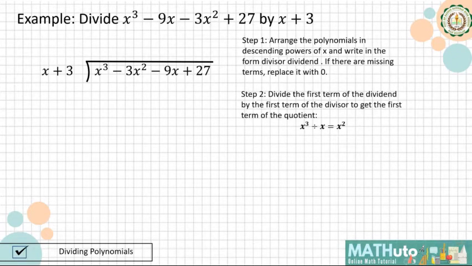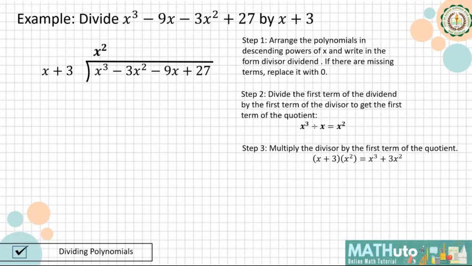Step 2. Divide the first term of the dividend by the first term of the divisor to get the first term of the quotient. So the first term of the dividend is x cubed, and the first term of the divisor is x. That's why x cubed divided by x is equal to x squared. Then, multiply the divisor by the first term of the quotient. We multiply x squared to the divisor, which is x plus 3. Therefore, x plus 3 times x squared is equal to x cubed plus 3x squared. We will write it below the dividend.